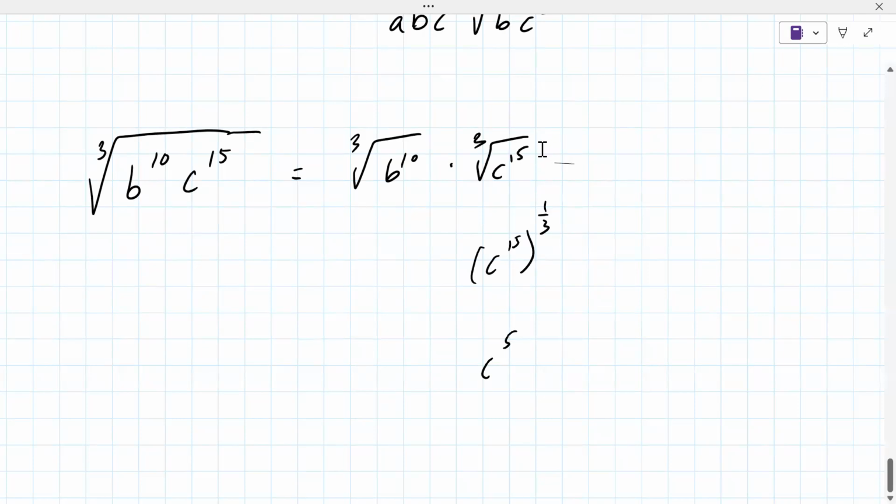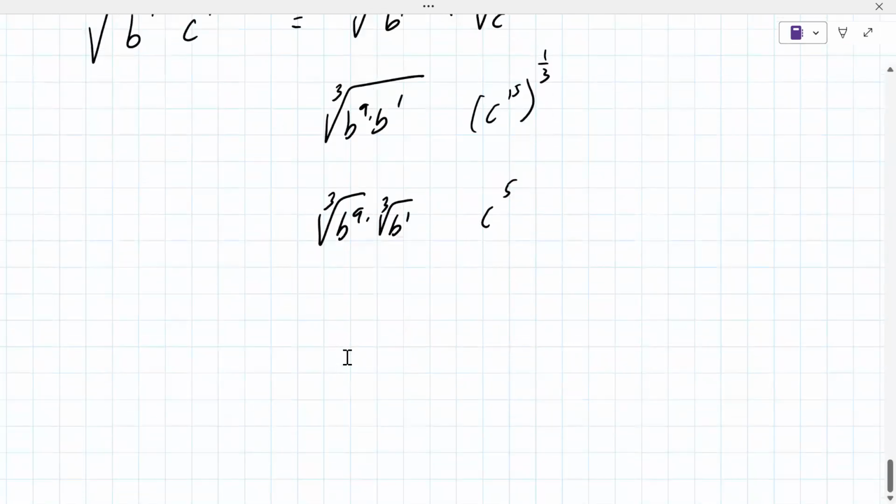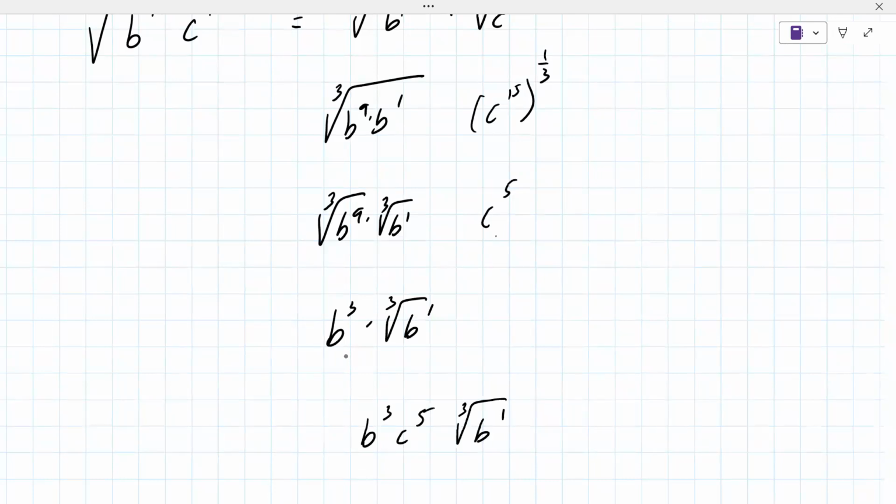Is that clear? But this b to the 10th is really the cube root of b to the 9th times b to the 1, which is the cube root of b to the 9th times the cube root of b to the 1. So now the 9 is divisible by 3, so it becomes b cubed times the cube root of b to the 1. You have this c to the 5th here, so again you have part outside, b cubed, c to the 5th on the outside, and the cube root of b to the 1 on the inside. Got it.